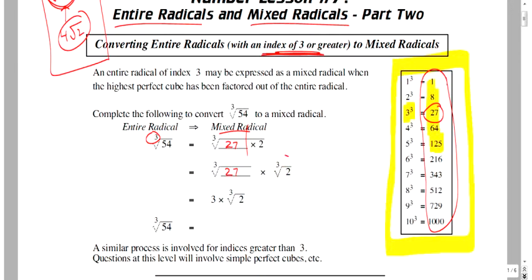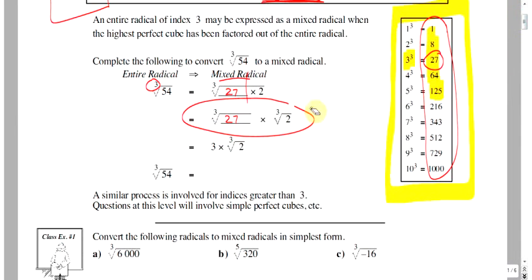Okay? This is still the cubed root of 54. What's the problem, Taylor? Well, you look far too happy for math class.